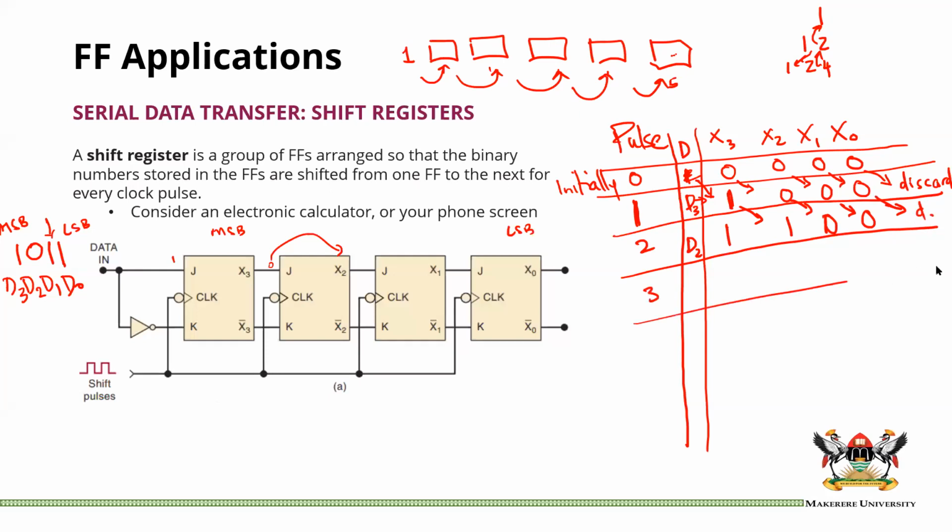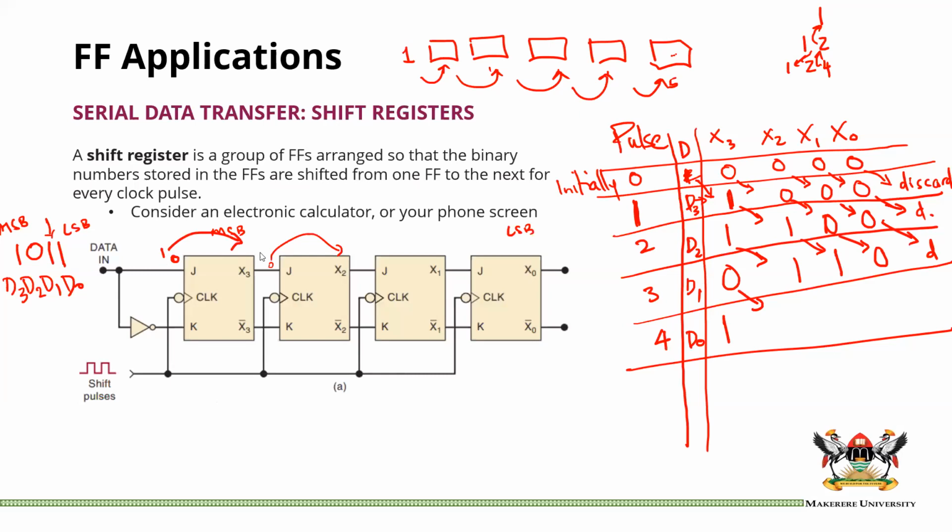Now on the third pulse, we should have applied our D1. Our D1 is actually a 0. Okay, D1 is a 0. So if a 0 is here, when the clock comes in, this 0 will come to X3. So we have a 0 here. This one will push into X2. That one will push into X1. The 0 here will push into X0, and that 0 will be discarded. On the fourth pulse, we have D0, and D0 is a 1. So when this 1 comes there, the 0 here will be pushed forward. So 0 comes there, this 1 comes here, and that 1 comes here, and that 0 is discarded.